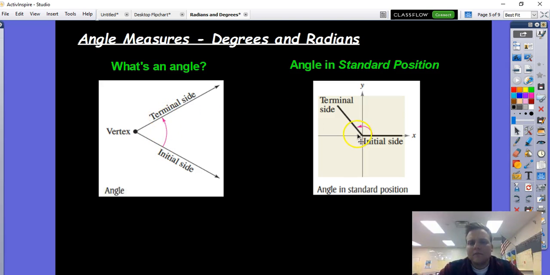Now that's just a general angle, but then we also have something called standard position. Standard position angles is where it looks like this, where we start on the x-axis and then we go counterclockwise around. We call our ending side the terminal side, because it's our ending side. So that means on the unit circle, we always read angles in standard position.